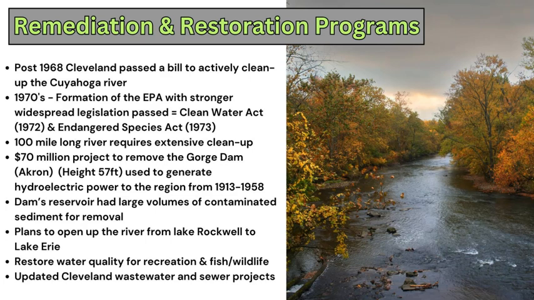Various plans include the removal of the Gorge Dam near Akron, which was used to have power in the area through hydroelectric power from 1913 to 1958. This has been removed because the reservoir behind it had large amounts of contaminated sediment that had to be removed in order to maintain the health of the river and allow the river to flow as normal down to Lake Erie. So 100 miles of this river, the lower course, has extensive plans for continued restoration going through currently and into the next couple of decades.